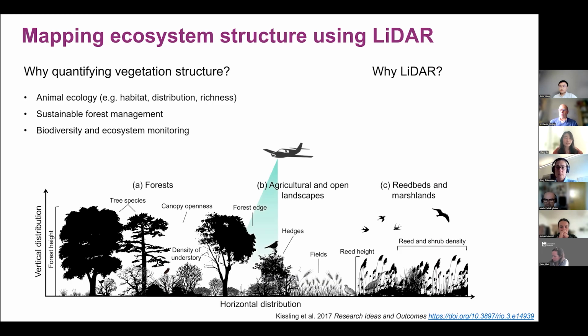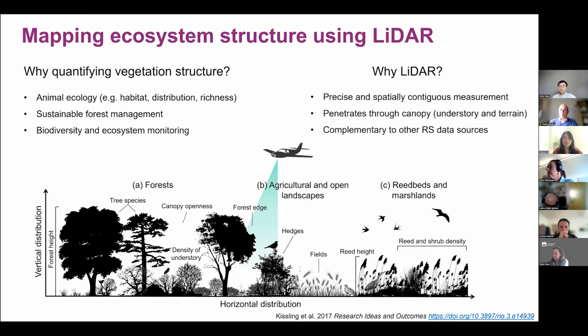Then the question is, why LiDAR? From our previous introduction by Daniel, you may already have an idea of all the advantages that LiDAR brings. It offers precise and spatially contiguous measurement, and it also has the capacity to penetrate through canopy, giving us information about the structure at understory and the terrain variations. LiDAR is also an active remote sensing technique, which makes it complementary to other remote sensing data sources, such as Sentinel-2 or SAR data, or even other high-resolution optical imageries.